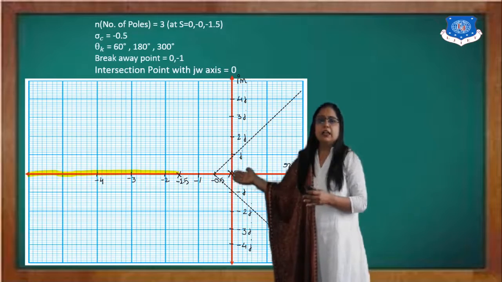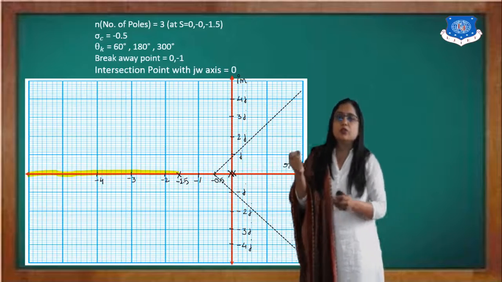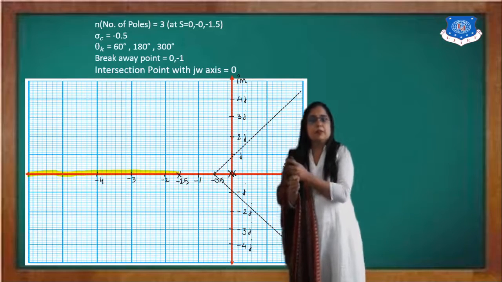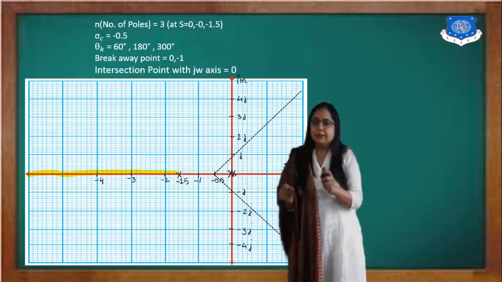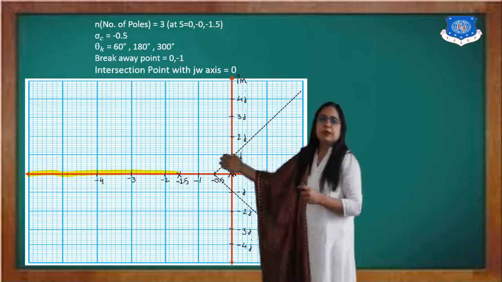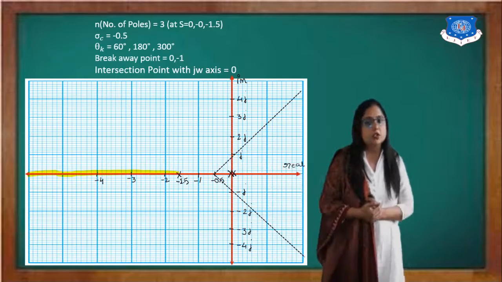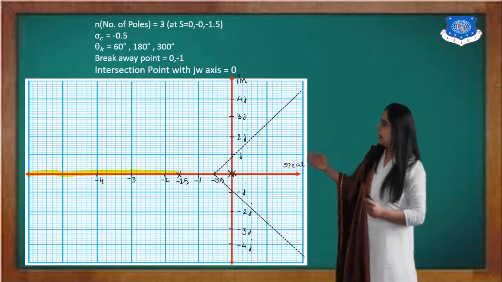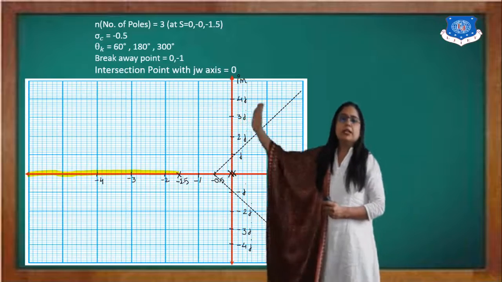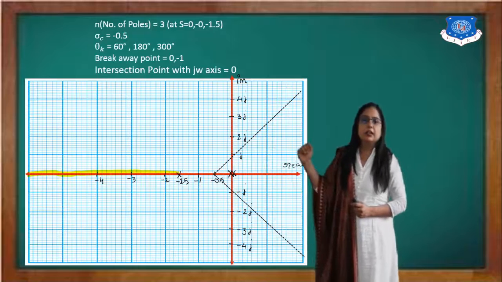Now after that I have 2 poles, and 2 is an even number. So from 0 to minus 1.5, that part is not on my root locus. Now after minus 1.5, I have 3 poles, and 3 is an odd number. So minus 1.5 till minus infinity is on the root locus. That is indicated here by the dark line.